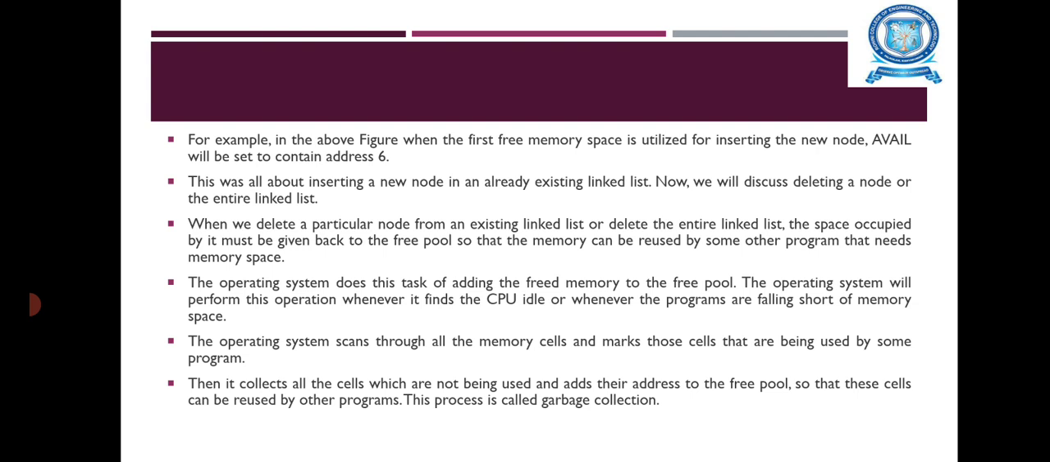The operation also does the task of adding the freed memory to the free pool. The system performs these operations whenever it finds the CPU idle or whenever the programs are falling short of memory space. Then it collects all the cells which are not being used and adds their addresses to the free pool so that these cells can be reused by other programs. This process is called garbage collection.